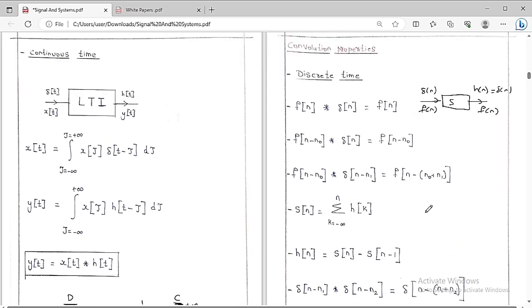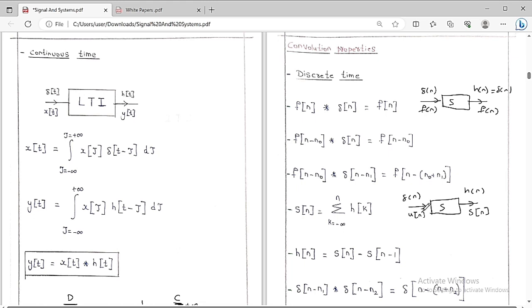Then, suppose for a system, listen carefully. If the input is delta of n, then what is the output that you are going to get? Impulse response h of n. Suppose you give the unit step signal as an input, then the response is called the unit step response.